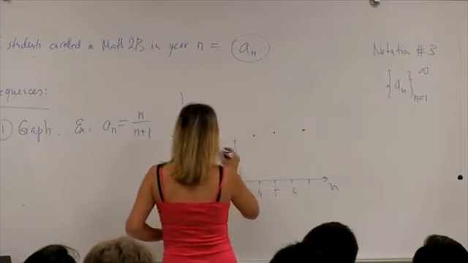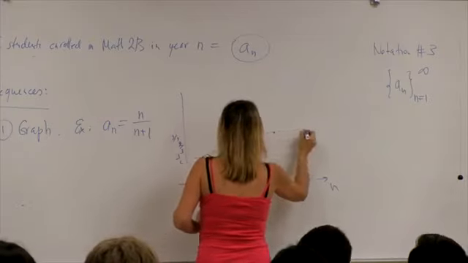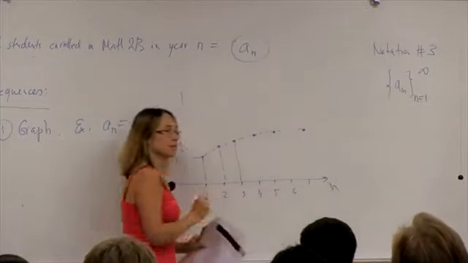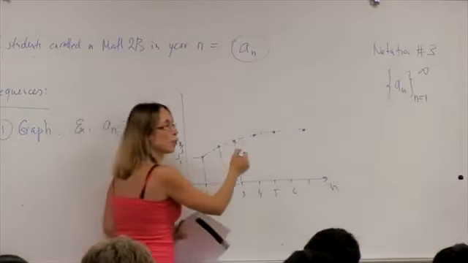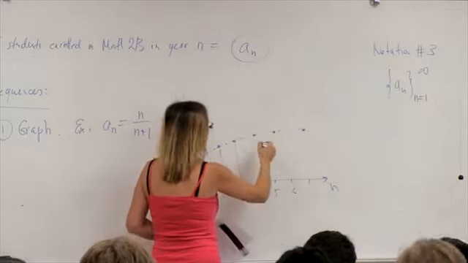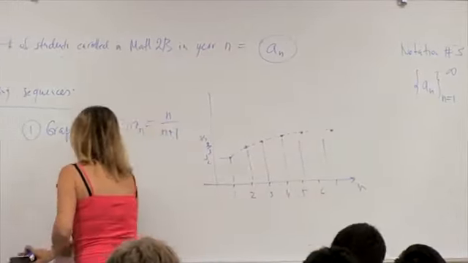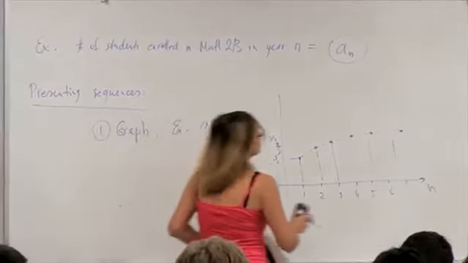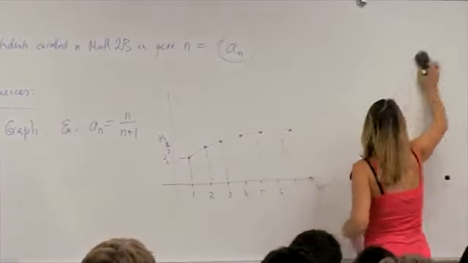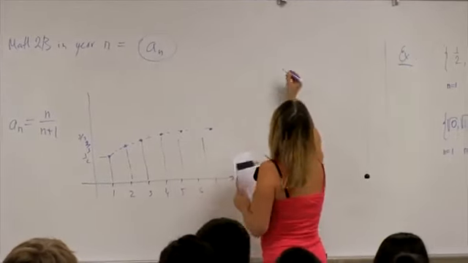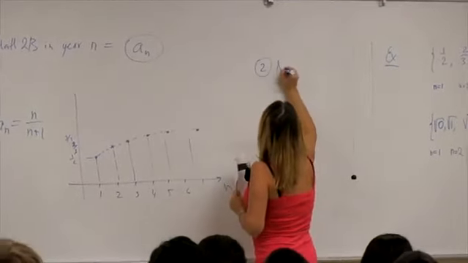Like this. And we can even connect it, although the lines connecting the dots don't mean anything, really. It's only the points that count. So this is a kind of discrete function. And this is the first way of representing this sequence. The second way is called the number line.